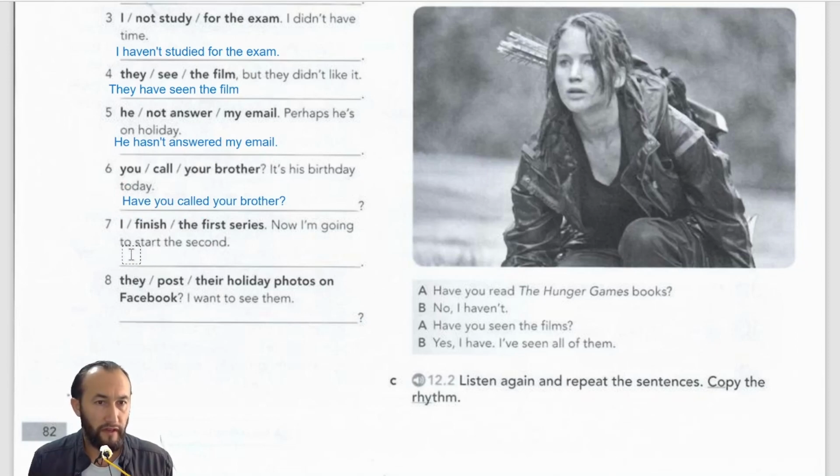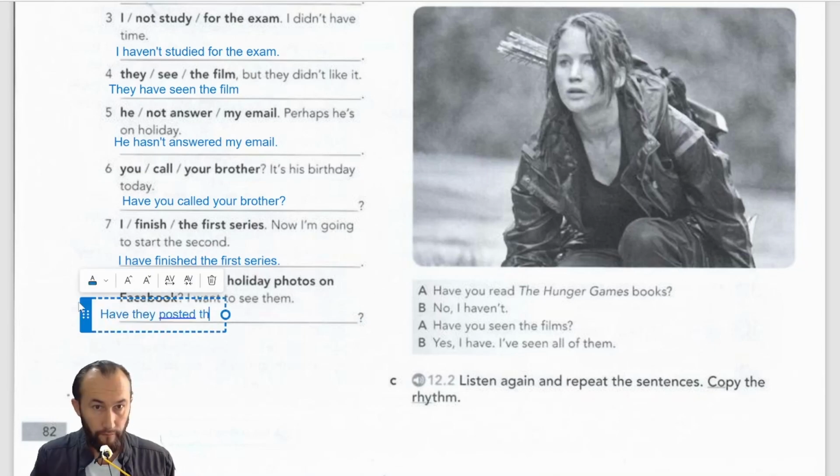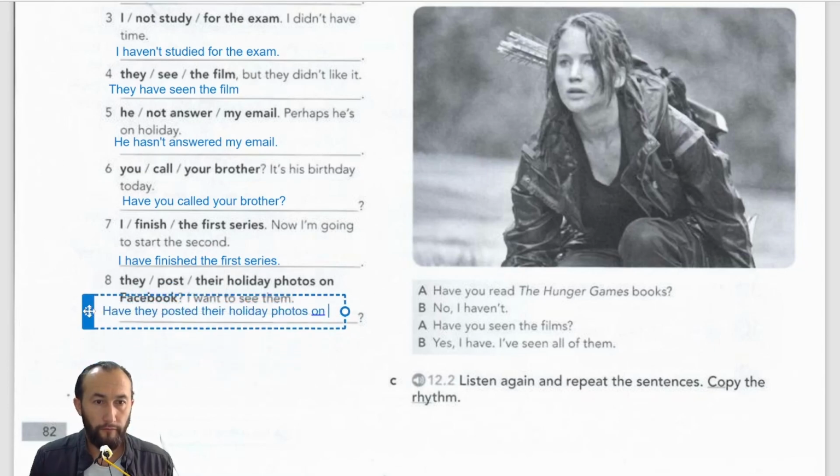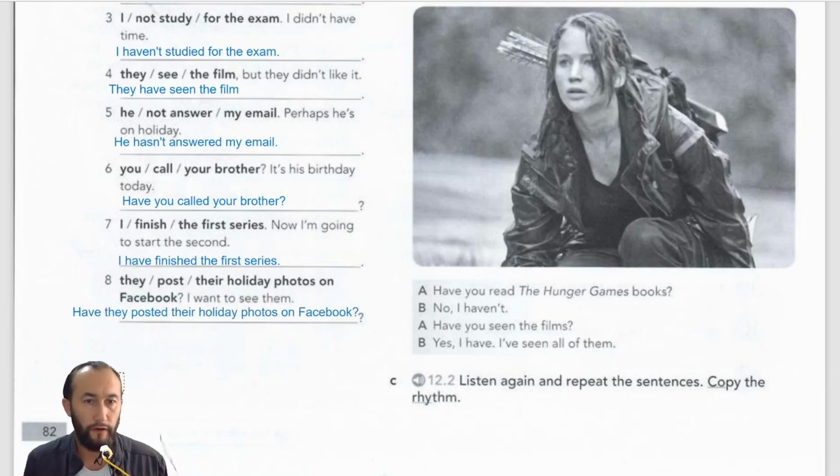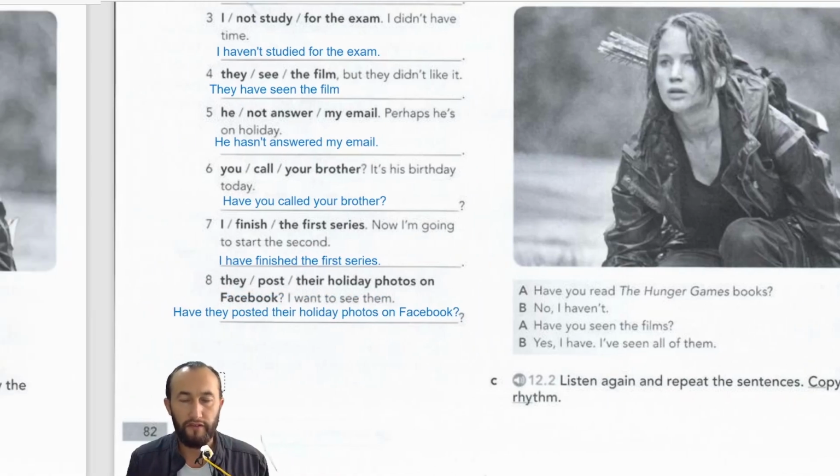Number 7, I finished the first series. Now I'm going to start the second. So I have finished the first series. I have finished the first series. Now I'm going to start the second. Number 8, they post their holiday photos on Facebook. That's a question. So for the question, we start with have. Have they posted their holiday photos on Facebook, right? On Facebook. Have they posted their holiday photos on Facebook? I want to see them.